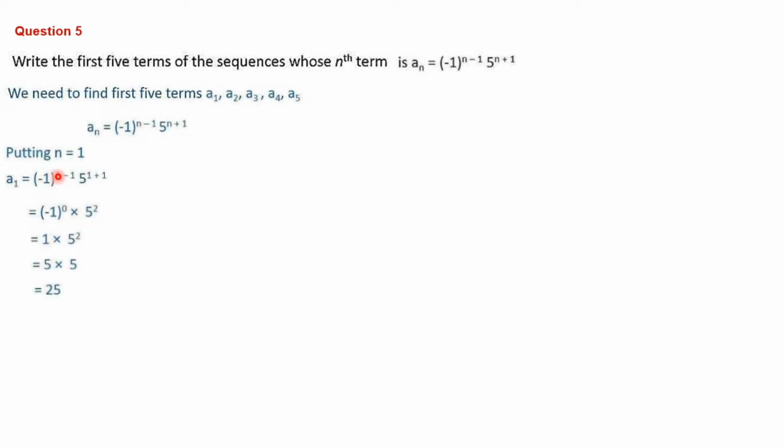Minus 1 the whole power 1 minus 1. Minus 1 the whole power 0, that is 1. 5 power 2, that is 5 square, 25. 1 into 25 is 25. Directly we can write. The next is putting n is equal to 2.